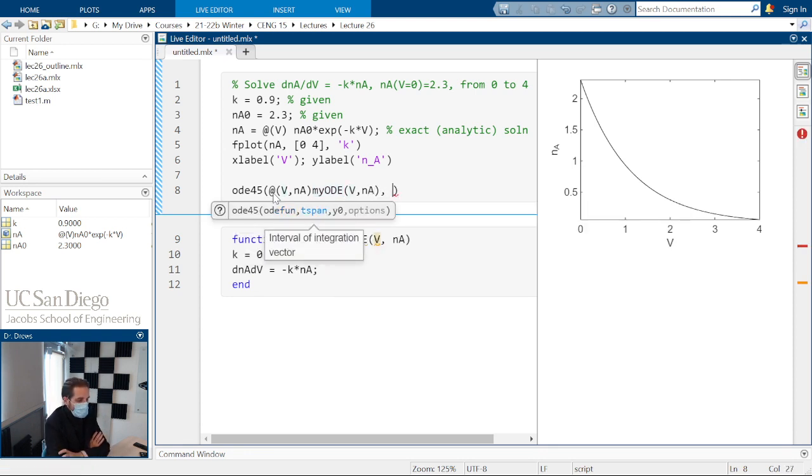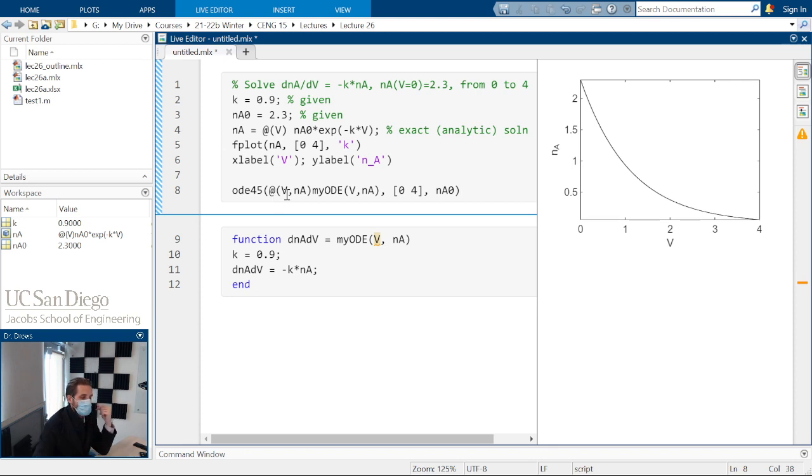What's the span? MATLAB thinks of everything, at least in default terms, in terms of time, but it doesn't need to be time. It can be anything that you want. This is just asking what's the range over which you would like this to be solved, and that's 0 to 4. And then the last one is the initial conditions. So whatever you want the initial condition to be, which in this case is NA0.